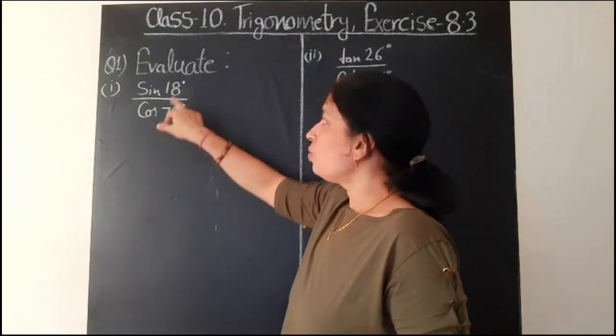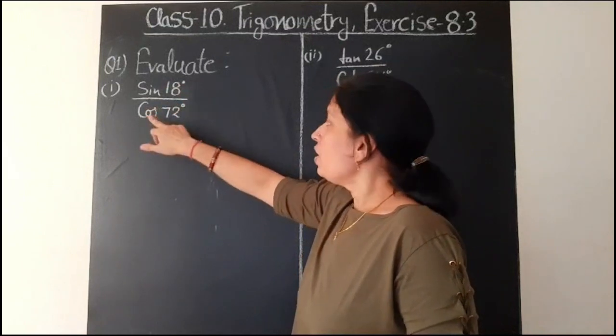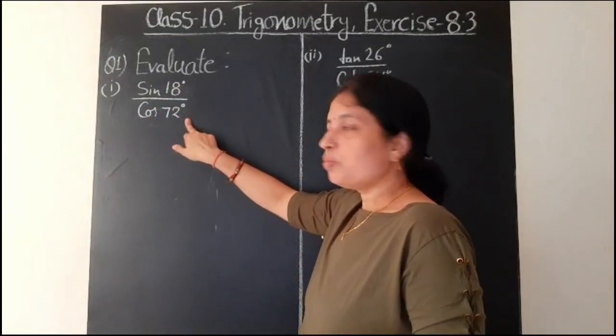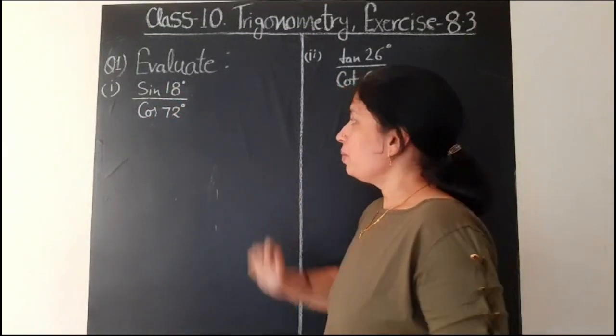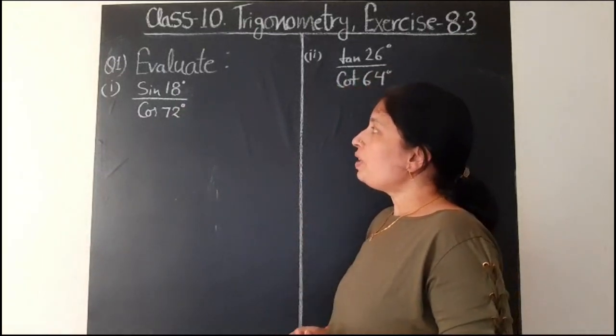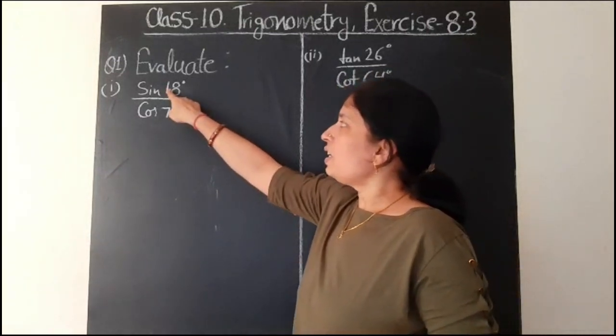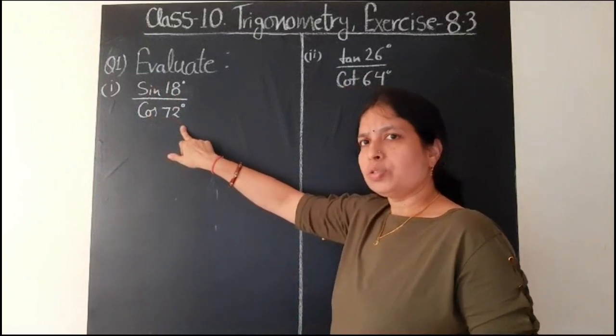If we knew them, we would put the value of sin 18 and the value of cos 72 degree here and solve them, but we don't know. So we will try to convert either this sin 18 or cos 72 degree.